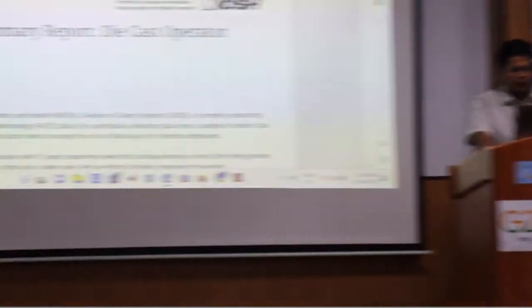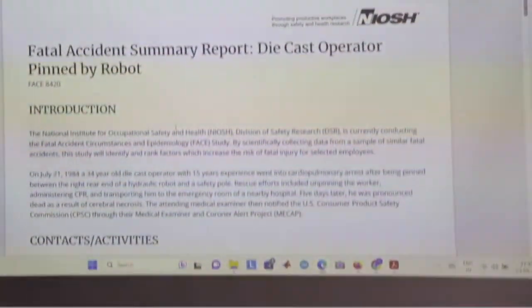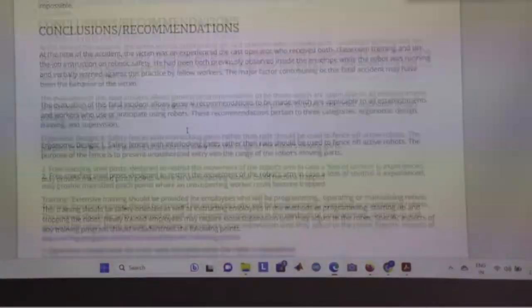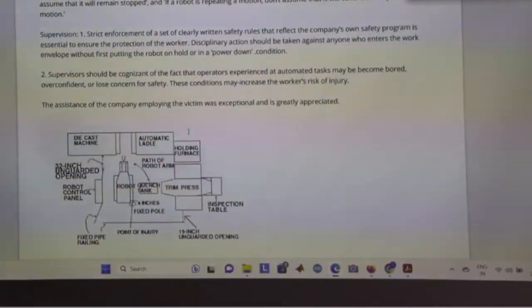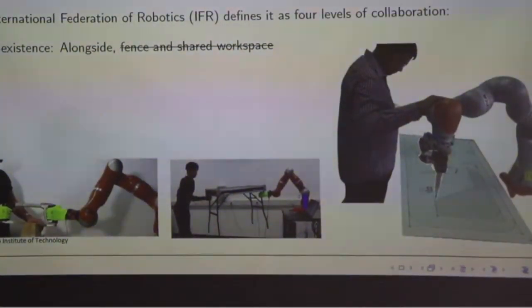Okay, this kind of news comes often. Just see: fatal accident summary, die casting operator pinned by a robot. There are many such accident reports, so that I may share with you all. That is published from time to time in various journals also. So that type of news does come quite often. It is circulated to industrial safety flow.